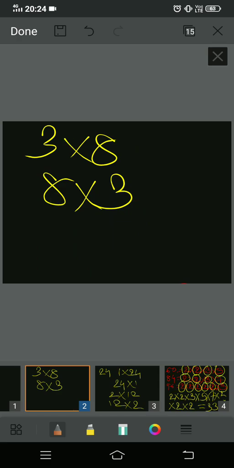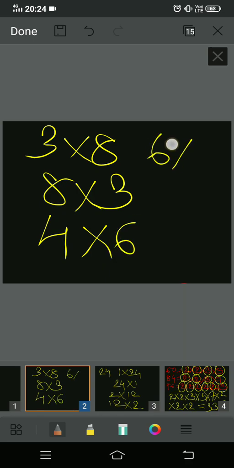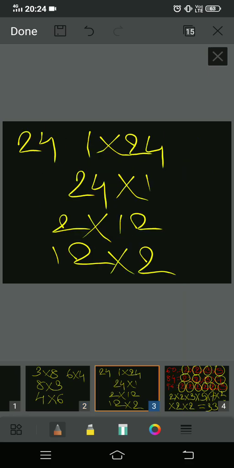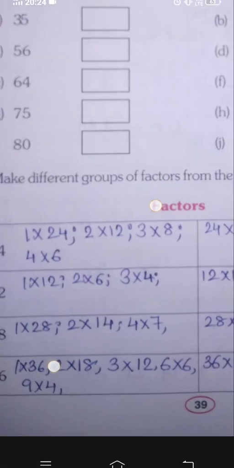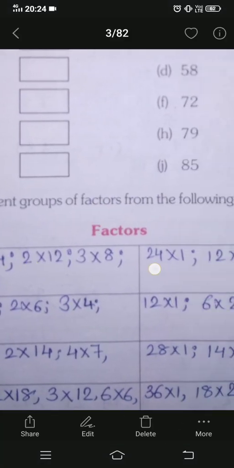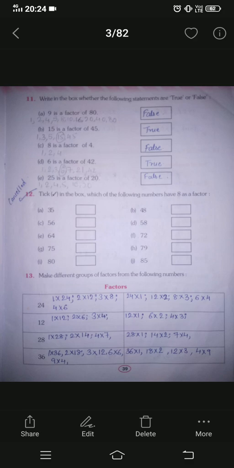And one more is there, that is 4 into 6. So 4 into 6 is also 24, and 6 into 4 is also 24. Okay, so like this you have to make the tables, like this you have to make the groups for writing the factors. See here, I have written 1 into 24, 24 into 1, 2 into 12, 12 into 2, 3 into 8, 8 into 3, 4 into 6, and 6 into 4. Like that you have to make different groups.